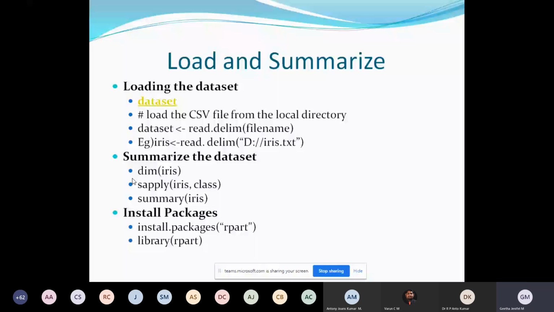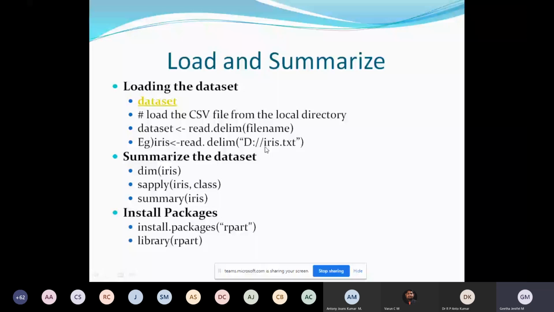First step is loading the data set. For that, I am using the read.delimiter function. If you want to access a CSV file, you have to type read.csv. Here I have used one data set, that is Iris.